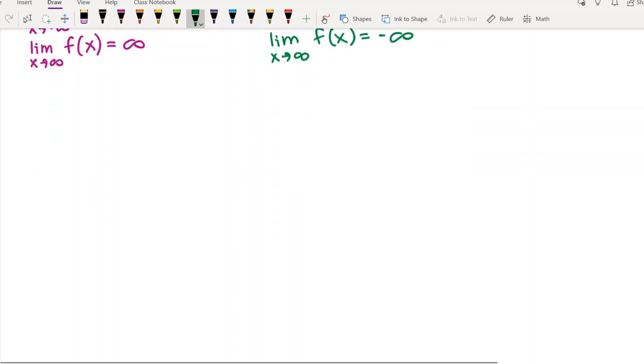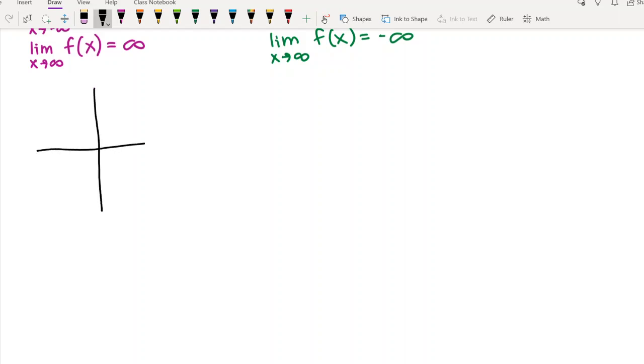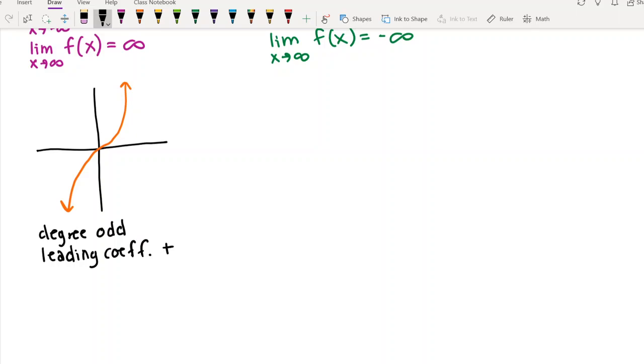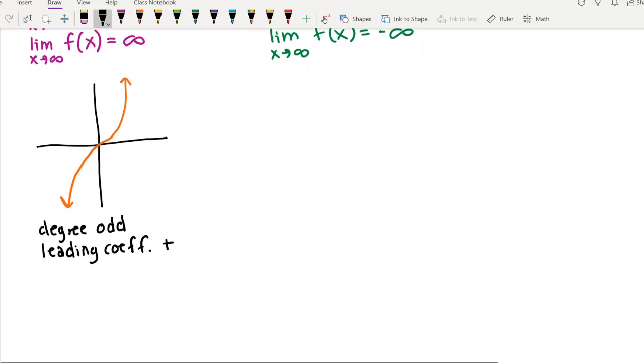Okay, so let's do the two other cases. So the other ways that polynomials could look: one possibility is it could point up on one end like this and down on the other like that. So this would be a case where the degree is odd and the leading coefficient is positive. So the simplest example would be f of x is equal to positive x cubed.